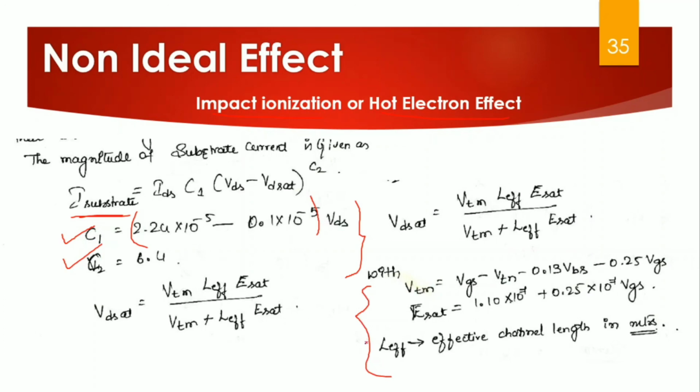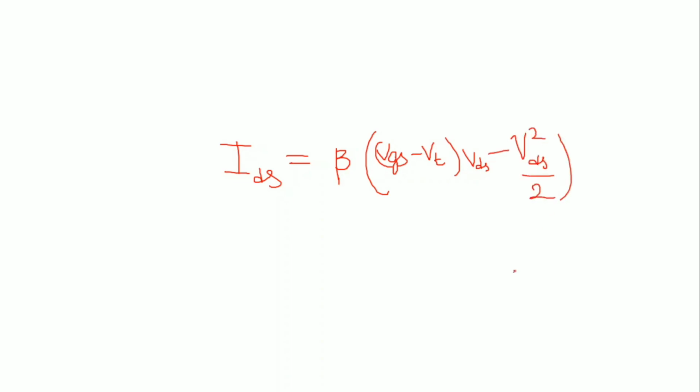So this is about non-ideal effects. One question: why do you require this, what is the reason for these non-ideal effects? We know that current is linearly proportional to voltage, right? But look at the equation of current in the linear region: IDS is equal to beta into (VGS minus VT) into VDS minus VDS square divided by 2. This is a voltage term, this is also a voltage term, and this is a voltage square term.